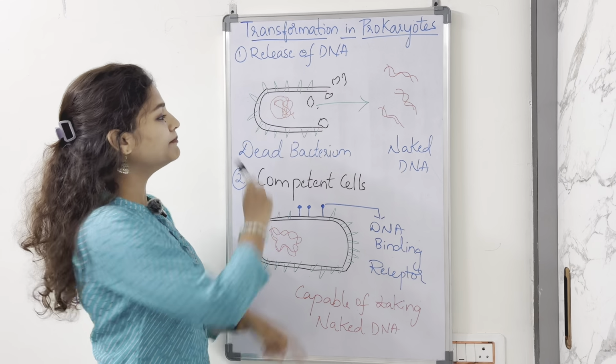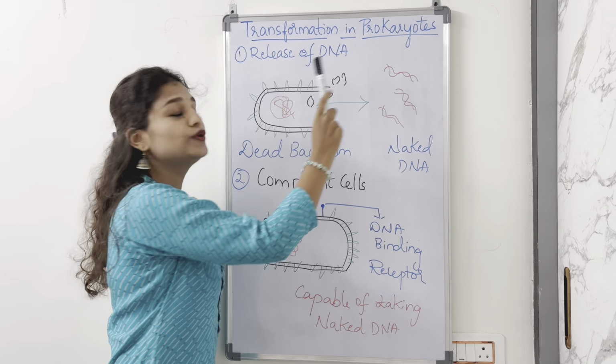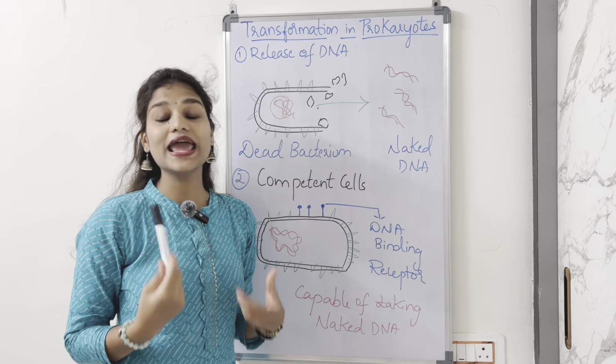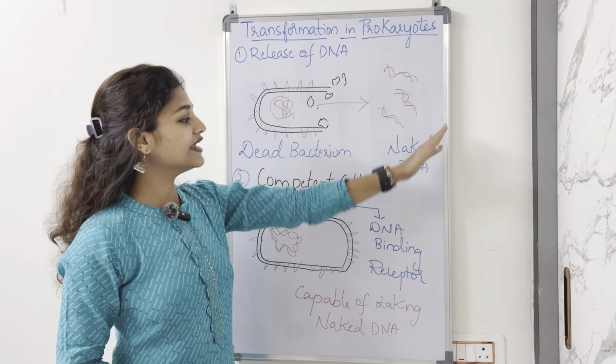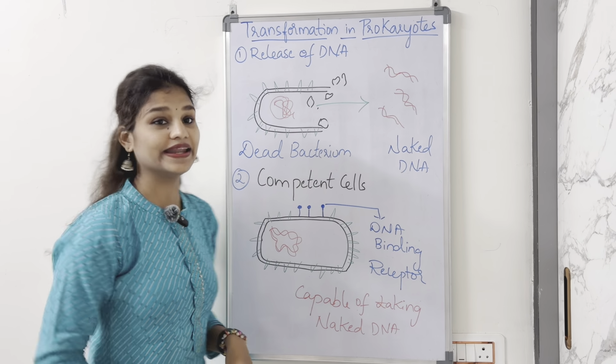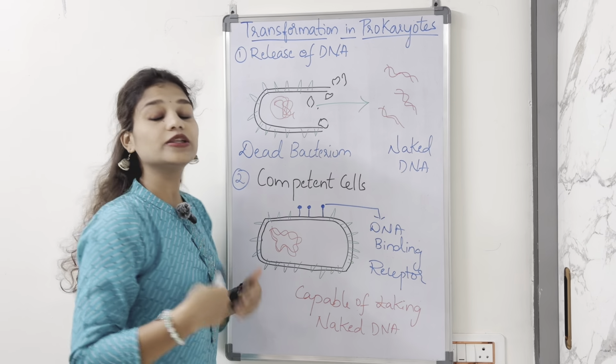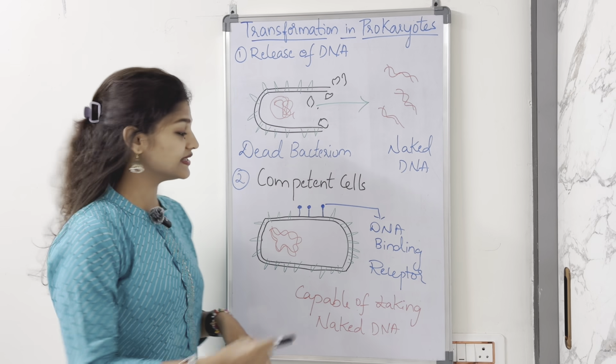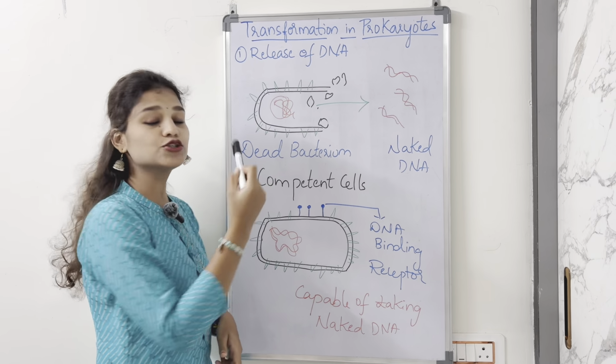See guys, whenever a bacterium dies, it releases its genetic material into the external environment. We call this DNA naked DNA. This naked DNA is taken up by some bacterial cells, which we call competent cells.